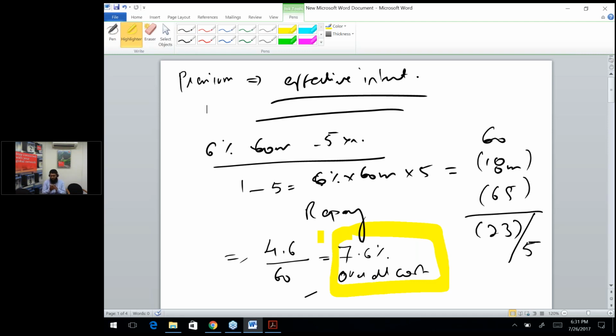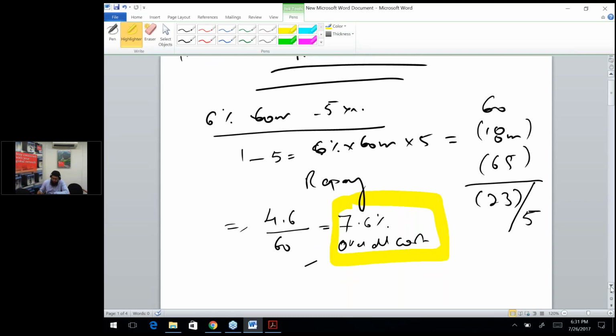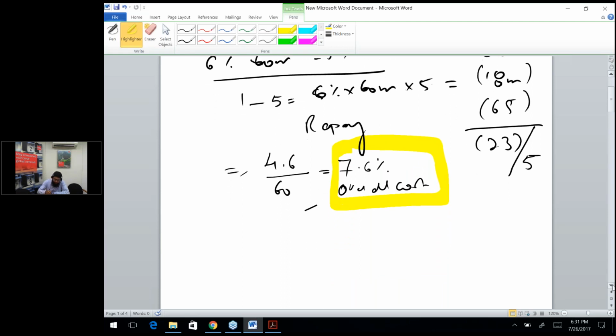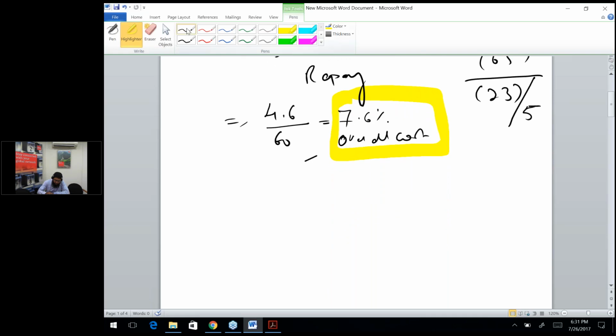IFRS 9 requires us to recognize the finance cost using the effective interest method. So what do you mean by that? That means if it's 7.6, I mean, it's just random. Otherwise, practically, we use the IRR for the calculation. But I've just performed a calculation to give you an idea that this is the overall cost that you're bearing over a period of time.